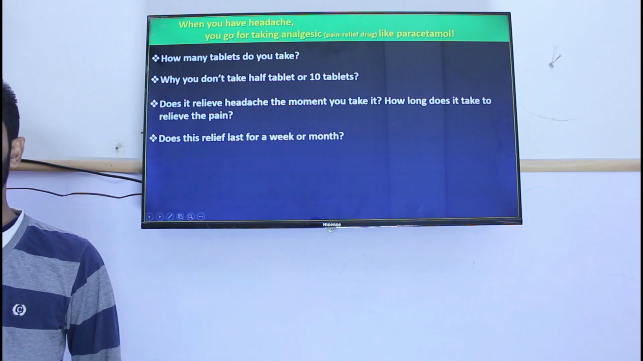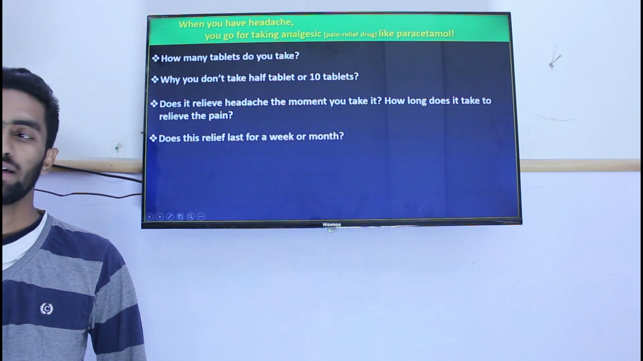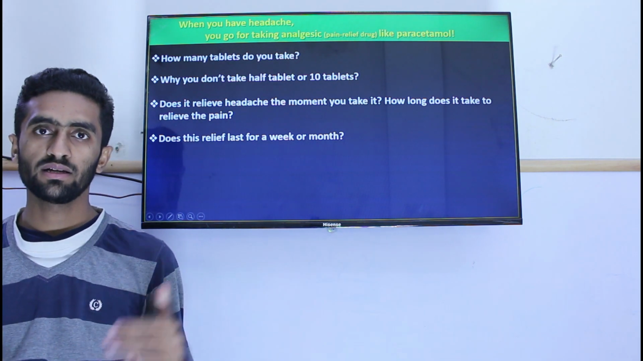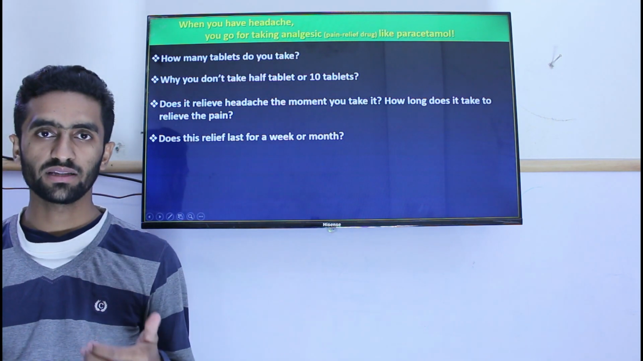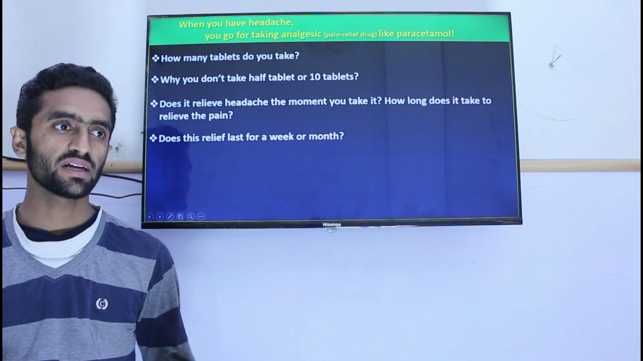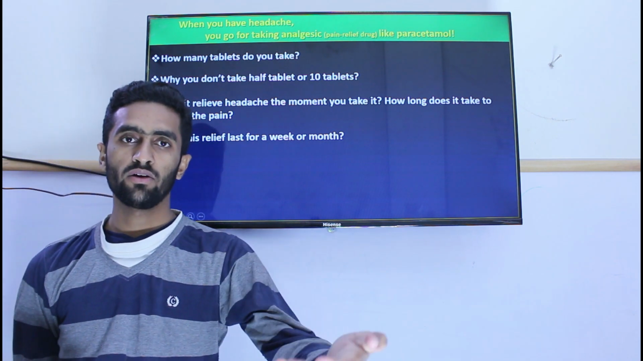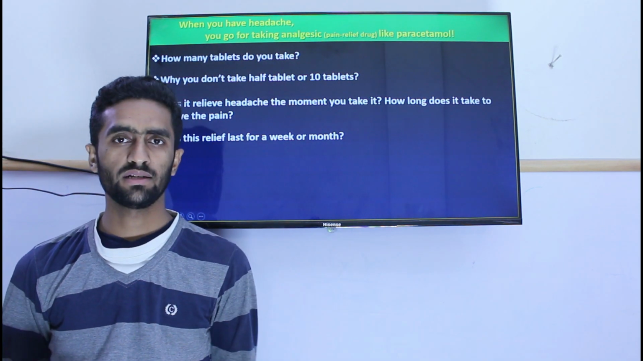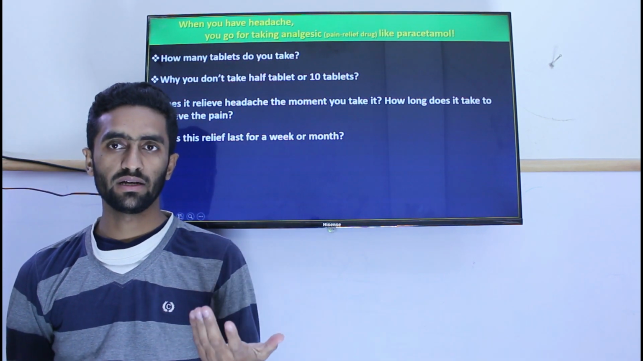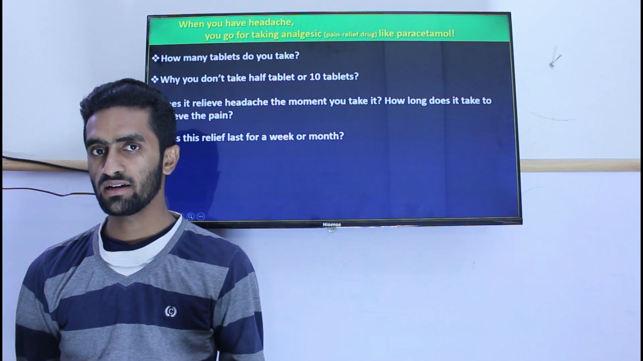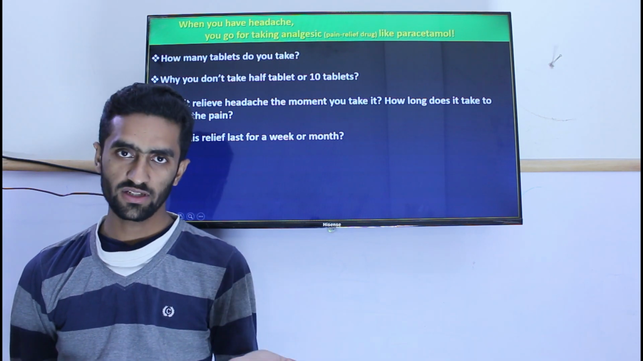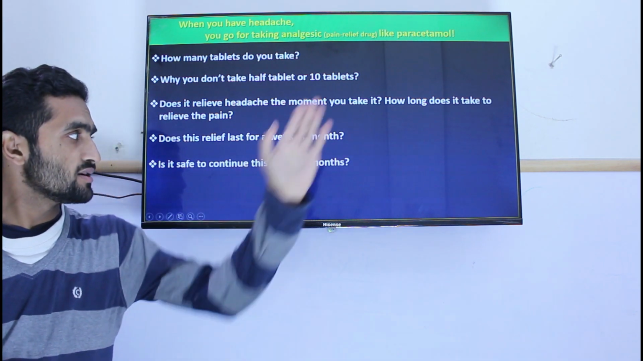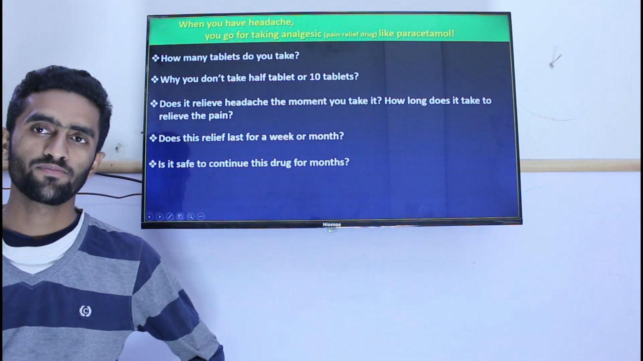Does this relief last for a week or a month? You may be thinking it gives relief for 1 day or 2 days or some hours, so we have to take it again. So who defined the second dose? The pharmacologist.